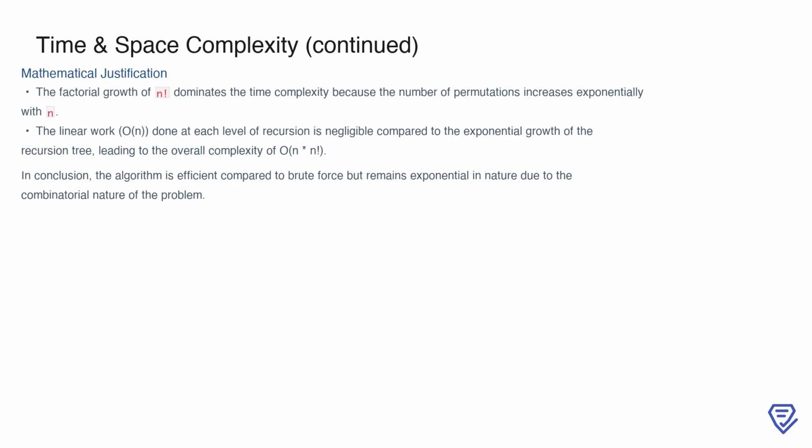This ultimately gives us an overall time complexity of O(n). In conclusion, while our backtracking approach is significantly more efficient than brute force by avoiding redundant computations, the problem remains inherently combinatorial. The exponential growth of the recursion tree limits the scalability of the solution as n increases, making it efficient only for small values of n.